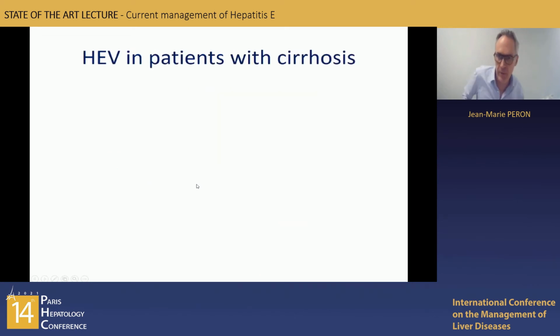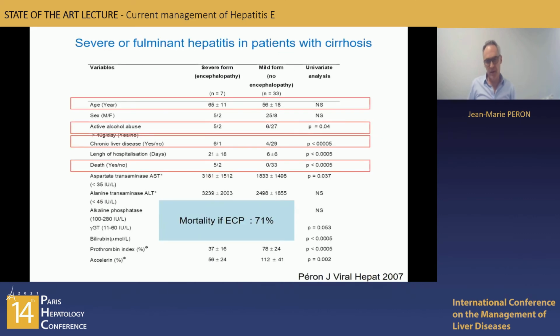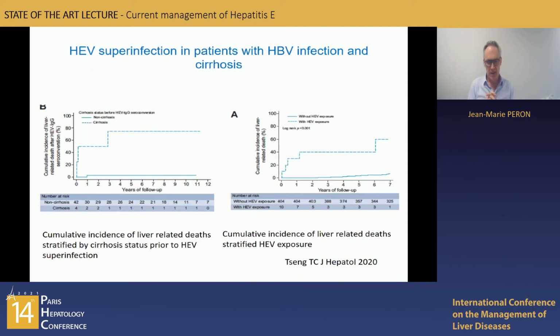So now let's talk a little bit about patients with cirrhosis. And this is an older paper, but one of the earliest papers showing the risk of HEV infection in patients with cirrhosis. In this paper, we compared the severe form, meaning patients with encephalopathy, to the mild form, meaning patients with no encephalopathy. As you can see, patients with the severe form were older, even though it was not statistically significant. They had more alcohol abuse, and very importantly, they had more often cirrhosis, with a mortality which was very high, around 71%. And this data has been confirmed in multiple studies worldwide.